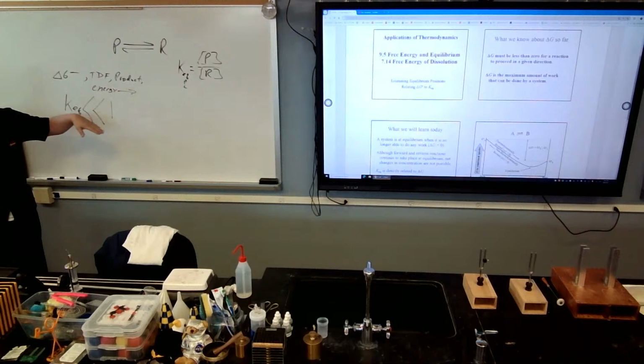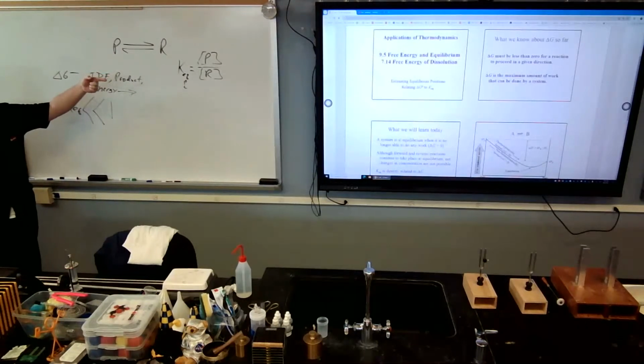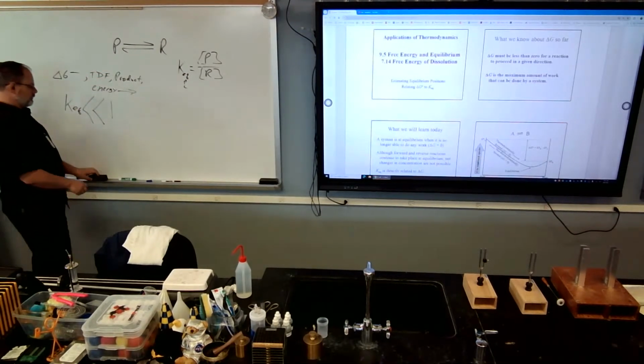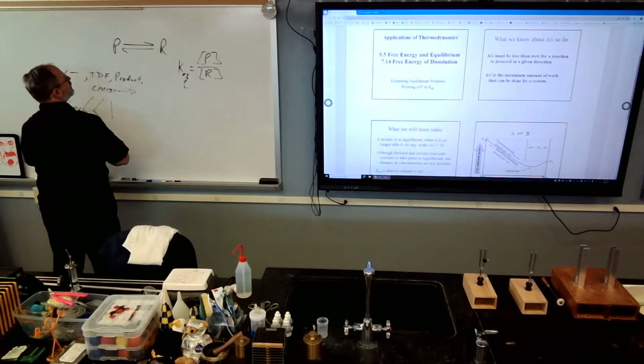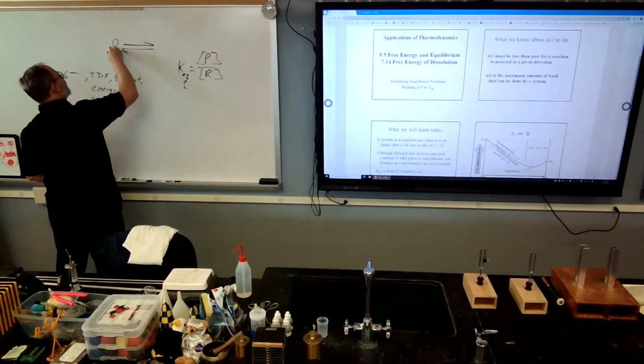So, in summary, if your delta G is negative, that is a forward reaction favored process. Jeez, you guys never pointed out that I wrote this wrong. No wonder Lane got it wrong. Reactants and products are backwards.